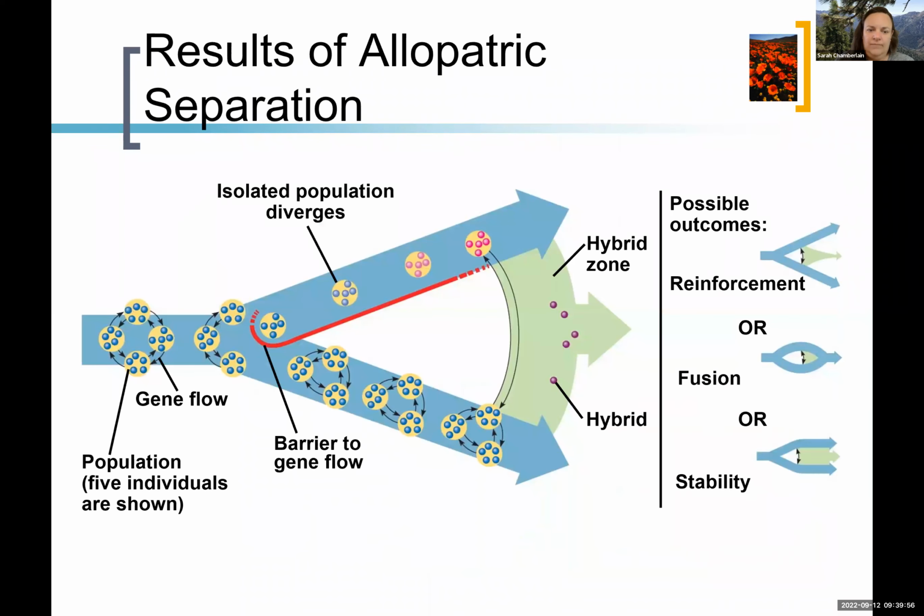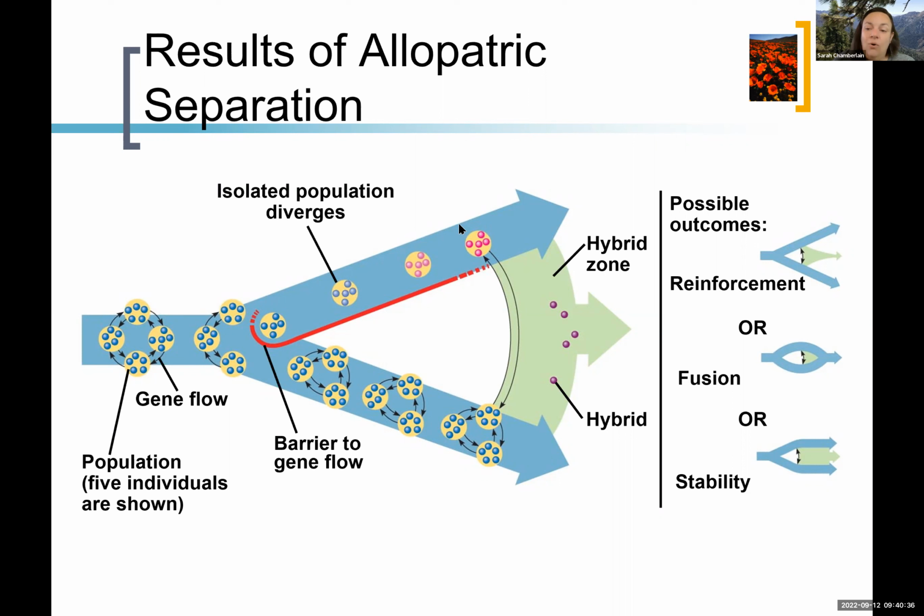So here's a little diagram of the different outcomes of this. If you have allopatric separation, we've got our population that's having gene flow, it's cool. We're sharing a gene pool, everything's great. And then there's some sort of barrier, some sort of physical barrier. And so this little part of the population is over here by itself, okay? Over time, that population becomes different, right?